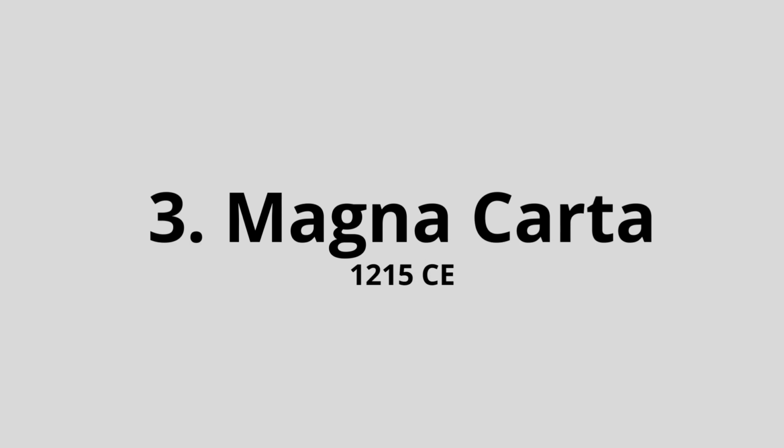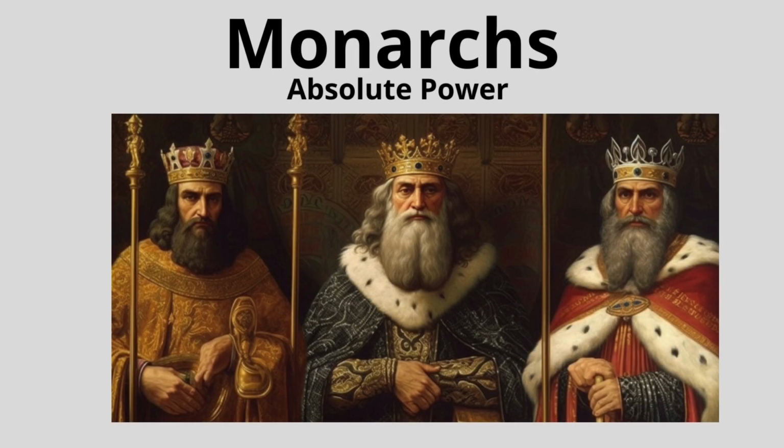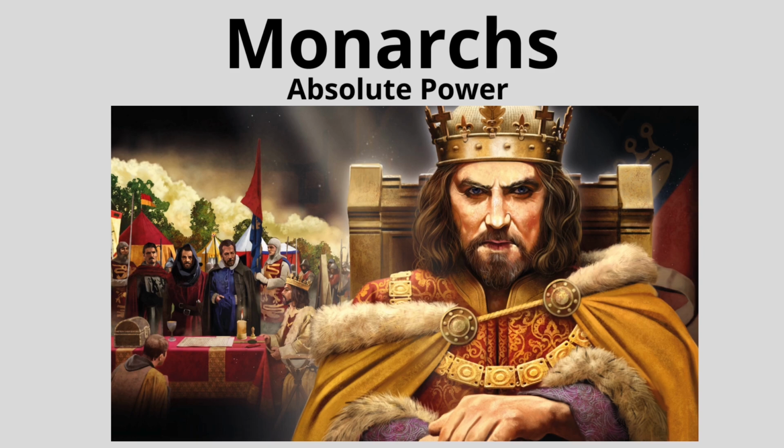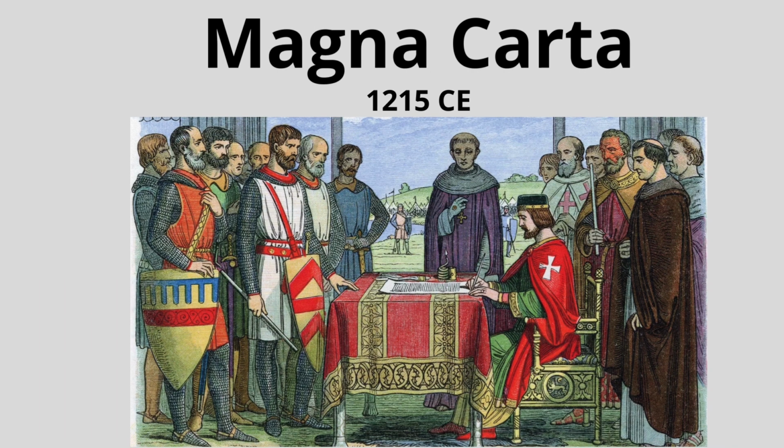Point number 3. Magna Carta. Monarchs had absolute power in Europe. They gave and took both land and life at their own judgment and discretion. This eventually began to create public opposition. Magna Carta is a document signed in 1215 by King John in England.